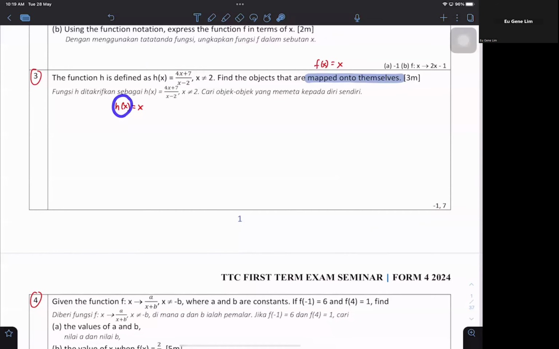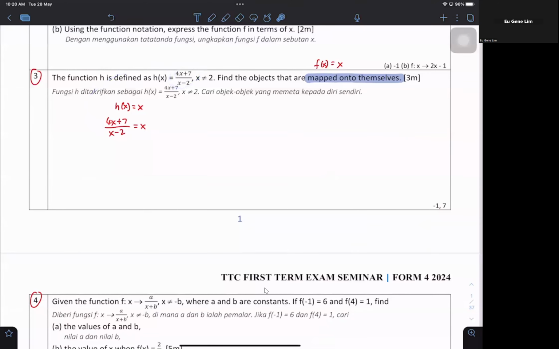Then you do like this. You see what is hx? Hx is this. So you put it into here: hx equals x, and hx is this equation, so you just copy this equation here. So 4x plus 7 over x minus 2 equals x. The right hand side, you just copy the same thing. Then you take this one and copy here.